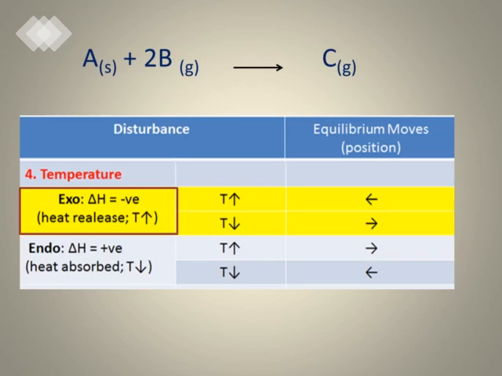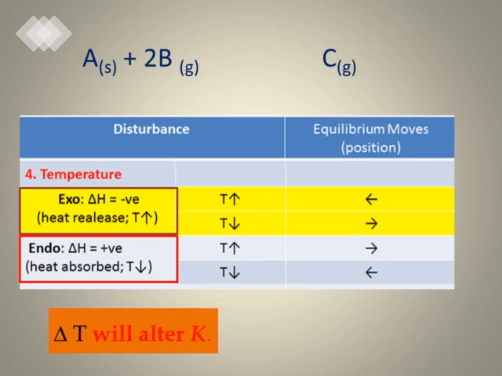Similarly, in an endothermic equilibrium system, when the temperature is increased, it will move forward to absorb the excess heat released, and will move to the left if the temperature of the system is reduced. Note that the equilibrium constant is very much affected by changing the temperature of the system, as shown in this equation.